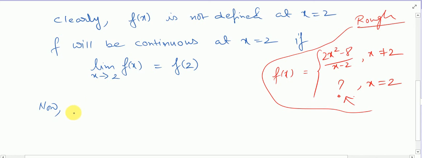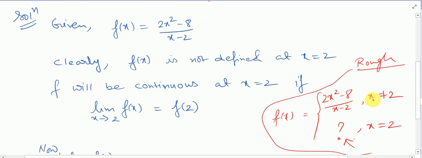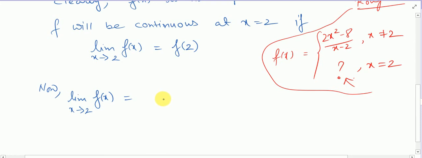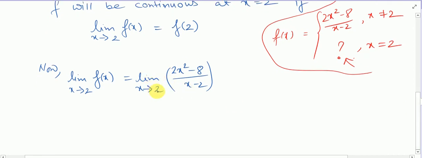Now limit x tends to 2 f(x) is equal to, here you can see that except for x equal to 2, for the other values f(x) is defined by this only. So we don't have to find the left hand and right hand limits separately. Straight away we can find the limit at x equal to 2. So limit x tends to 2 f of x will be written as limit x tends to 2, 2x square minus 8 upon x minus 2. Now if you substitute x equal to 2, then you will get 0 by 0.